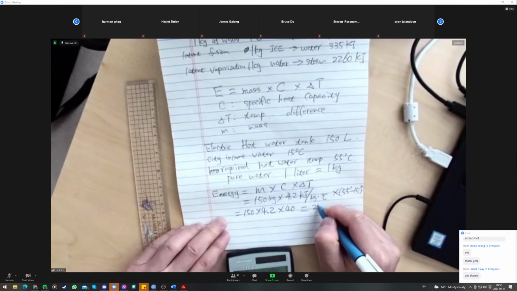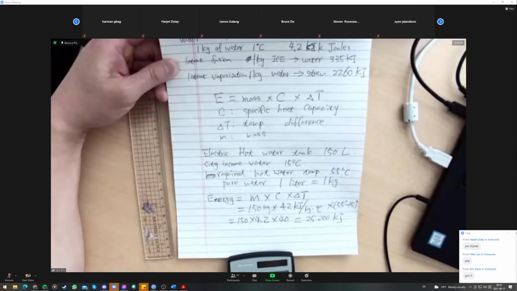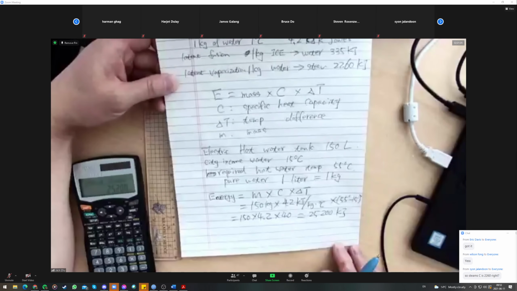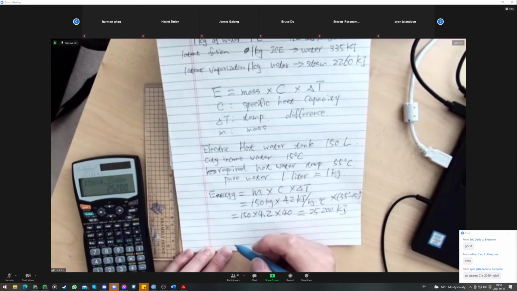25,200 kilojoules. Make sense? Okay. So that's the energy, right? What about a kilowatt hour?